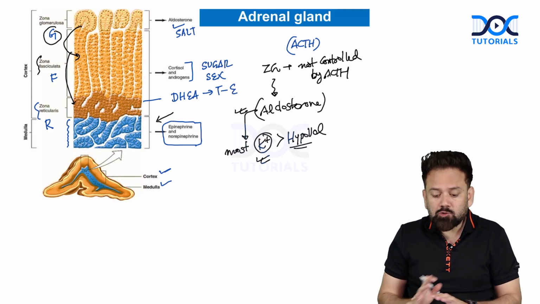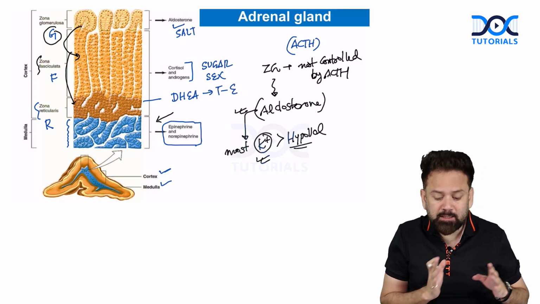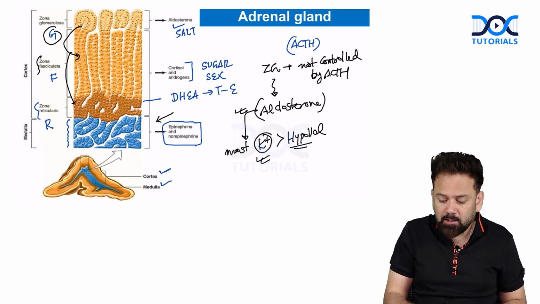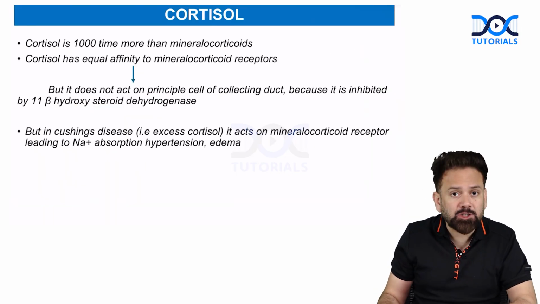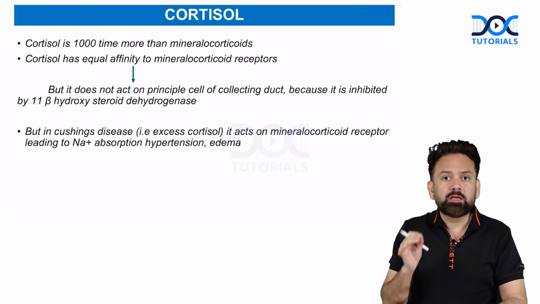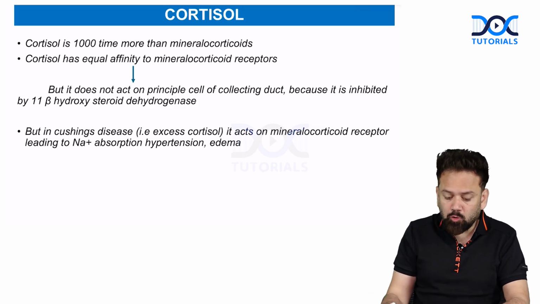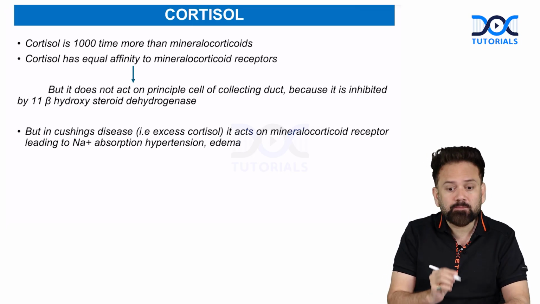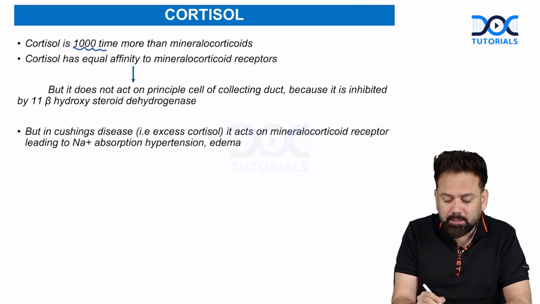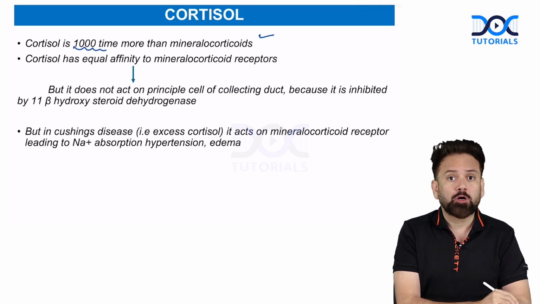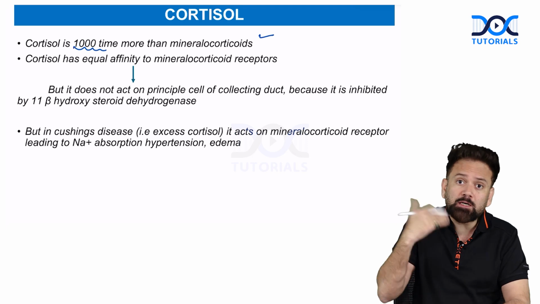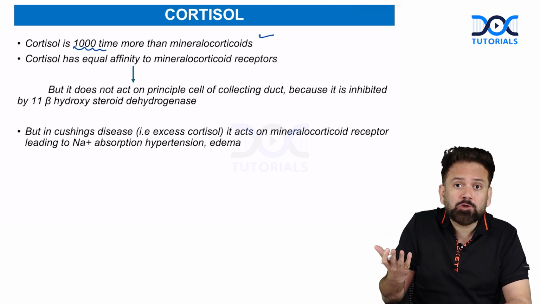Is this clear, doctor? So we have discussed in detail about aldosterone and kidney. I have recapped once again. Now let us start discussion of cortisol. Some very important functions. Cortisol is 1,000 times more in quantity than aldosterone, the mineralocorticoid. So cortisol is 1,000 times more than aldosterone.